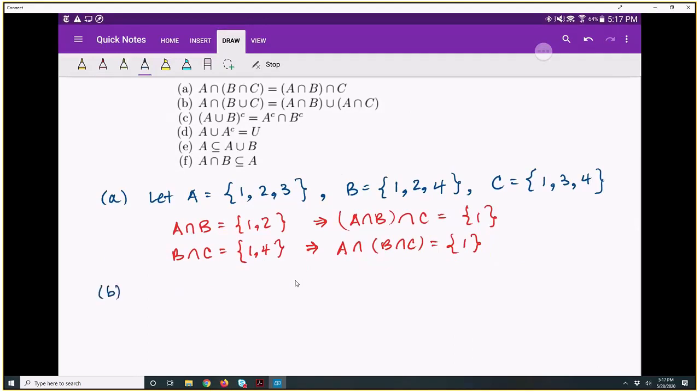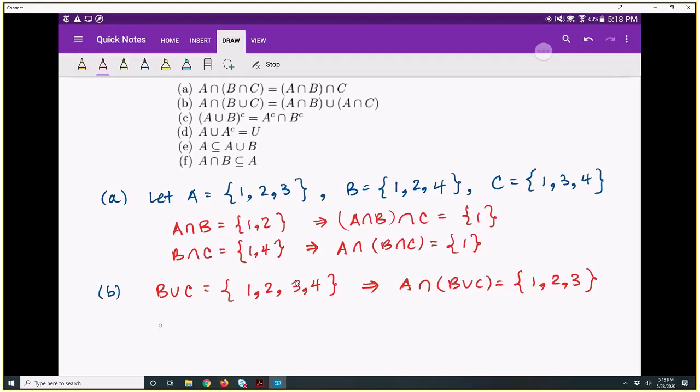Then I need 3 sets A, B, and C such that A intersection B union C is equal to A intersection B union A intersection C. Let's see if the same sets work. So B union C is going to be 1, 2, and 4 from B. From C I also get 3, so I get the set 1, 2, 3, 4. Then A intersected with that set is 1, 2, and 3, all of A.